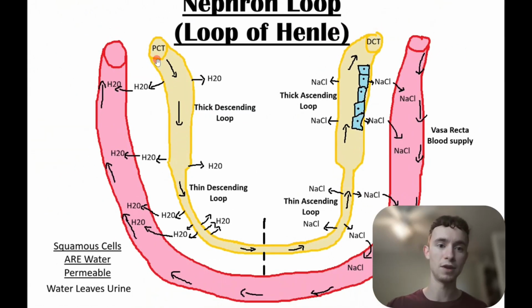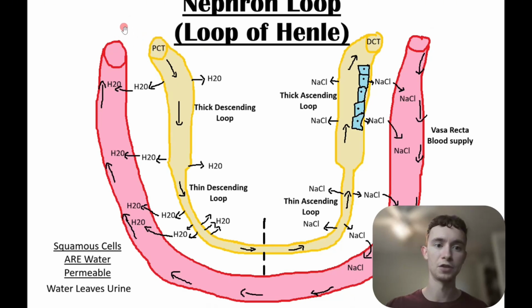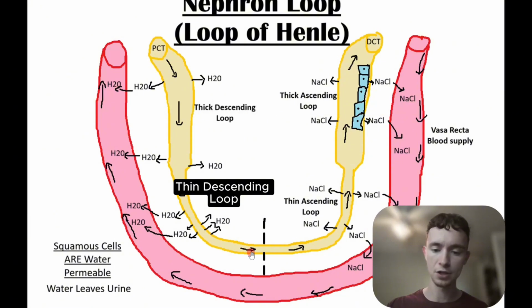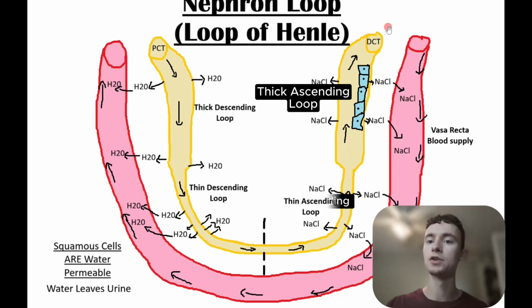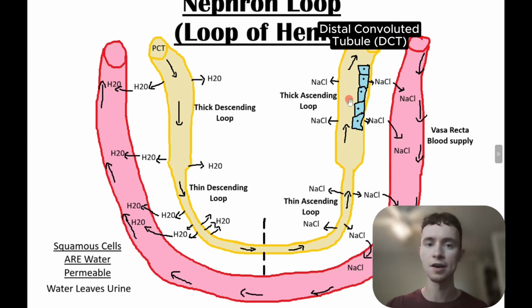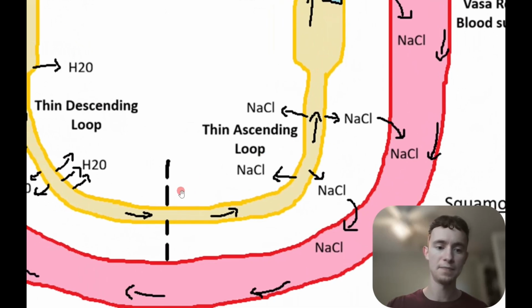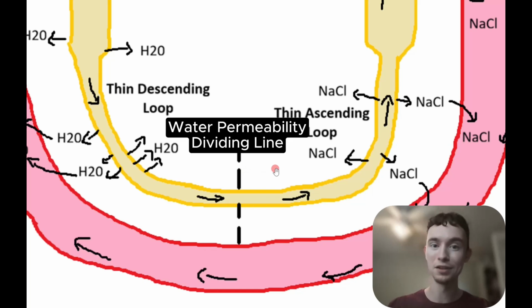So just to orient you, we have the PCT, the proximal convoluted tubule, where the urine came in after it got filtered. We have a thick descending loop, a thin descending loop, then it transfers into the thin ascending loop, and the thick ascending loop over to the distal convoluted tubule, which we'll go over later in the video. And in the thin ascending loop, this line I've drawn is actually a key line. It's the water permeability line, okay?